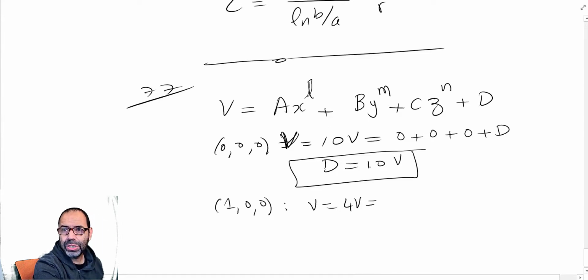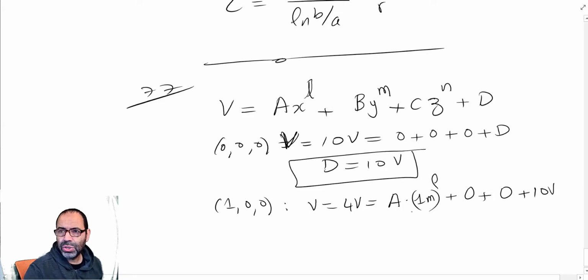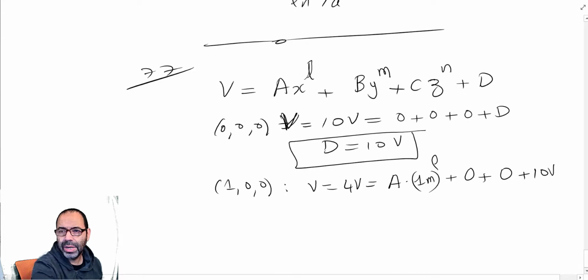Well, if I go into this expression, I have A times 1 meter to the power L plus B times 0 to the power N plus C times 0 to the power N plus D, which is 10 volts. This must be true. Therefore, first of all, I need to move 4 to the other side, and this is going to give me negative 6. So negative 6 volts must be equal to A times meter to the power L.